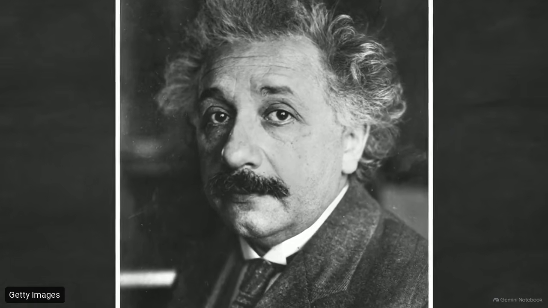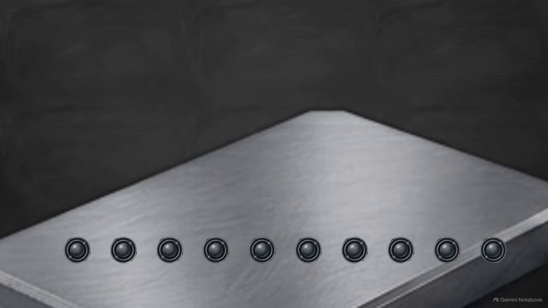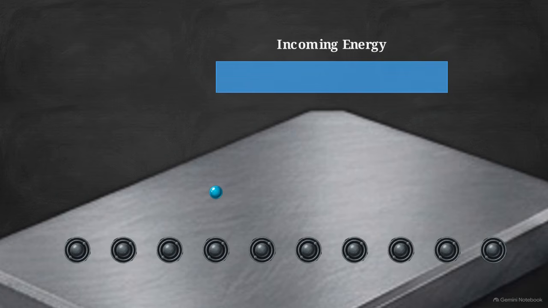Let's start with Albert Einstein. His Nobel Prize-winning work on the photoelectric effect shifted how physicists measure and track light and energy. The core mechanism is quite straightforward. A single packet of light, called a photon, strikes a metal surface and knocks loose a single electron.